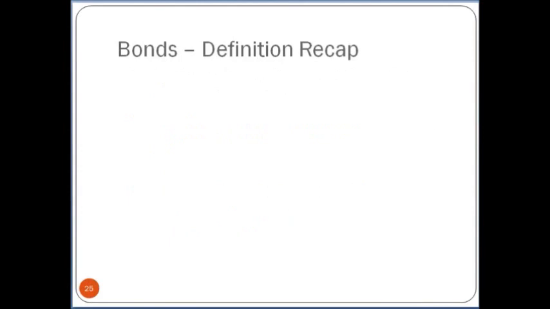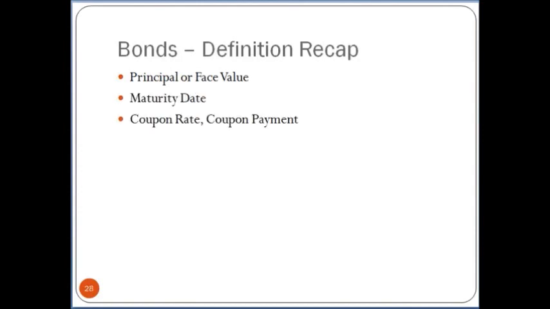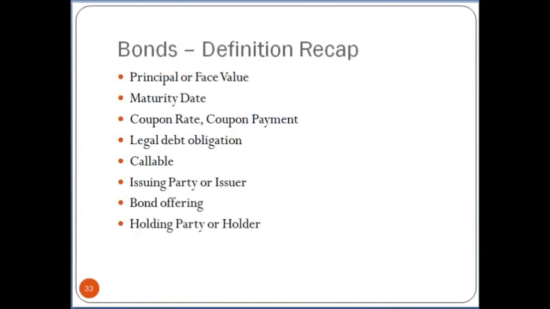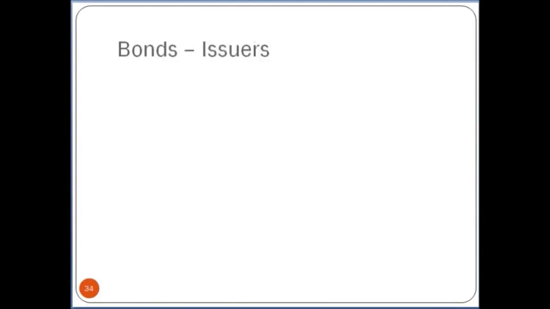All right, so here's a quick recap of the definitions. There's a principal or face value, there's a maturity date, coupon rate, coupon payments. Bonds are legal debt obligations. They could be callable. There's the issuing party or the issuer, the bond offering, holding party, etc.